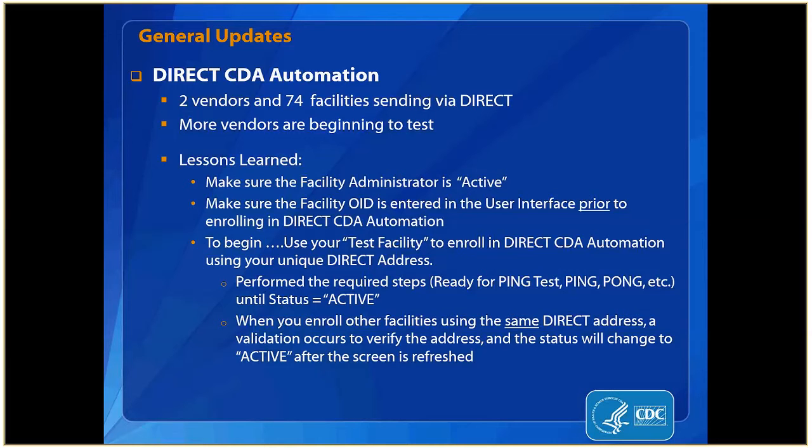Just review the lessons learned. Make sure the facility administrator is active. Make sure the facility OID is entered in the user interface prior to enrolling in direct CDA automation. To begin, use your test facility to enroll in direct CDA automation using your unique direct address. Perform the required steps, which are the ping and pong, until that status equals active. When you enroll other facilities using the same direct address, a validation occurs to verify the address, and the status will change to active after the screen is refreshed.